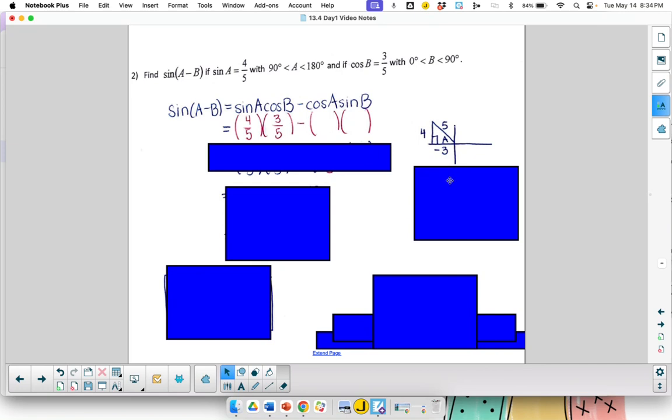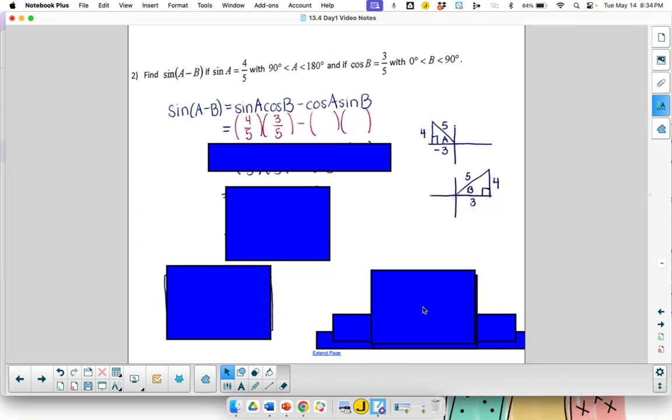You can do the same thing and draw a new triangle for B. Angle B is located in quadrant 1. The cosine value was 3/5. And then I knew that this missing side of the triangle was a 4. And now I know that sine of B is 4/5.